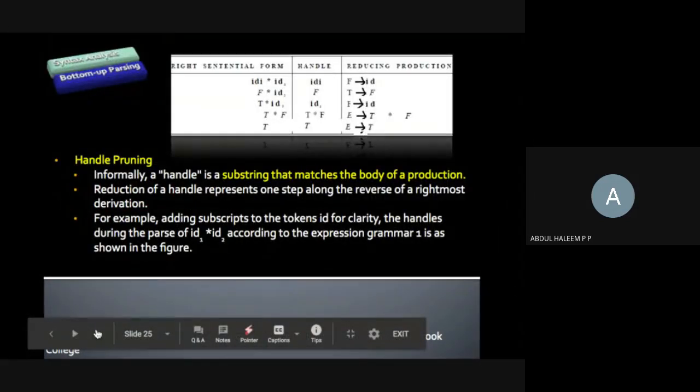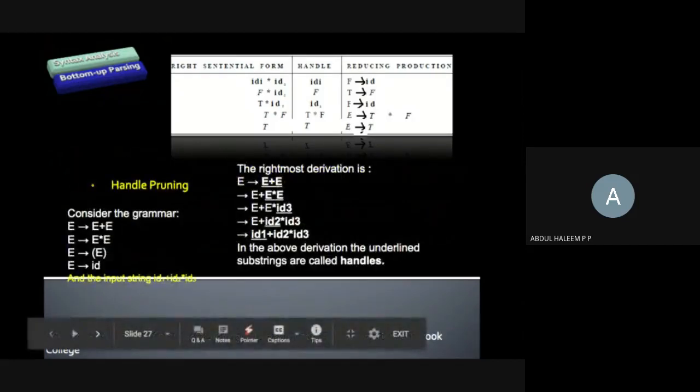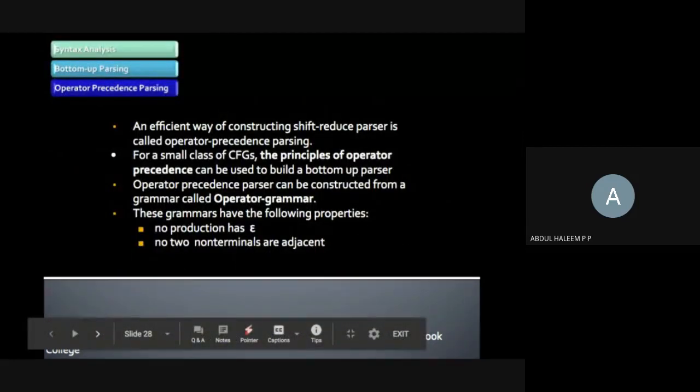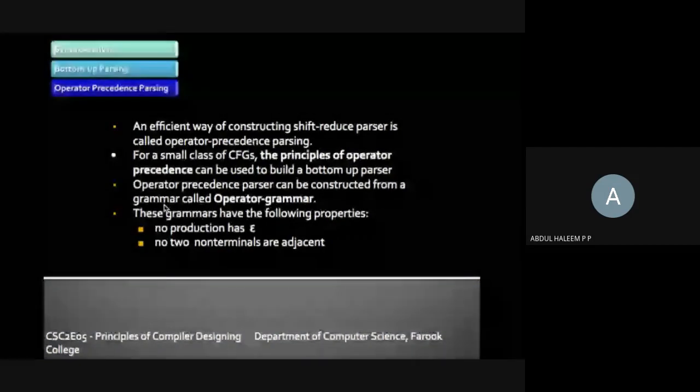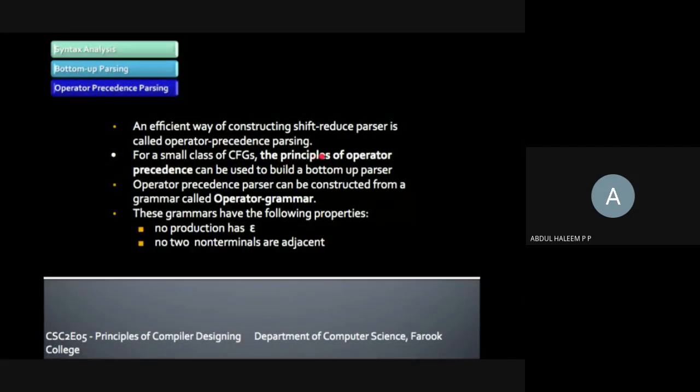Let us see what is meant by an operator precedence parser now. The textbook says that an operator precedence parser is an efficient way of constructing a shift reduce parser. But this will work only for a small class of grammars, CFGs. There, the principles of operator precedence will be applied to create a bottom-up parsing activity.